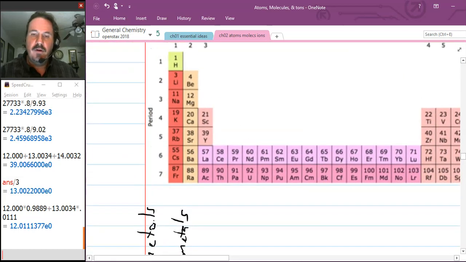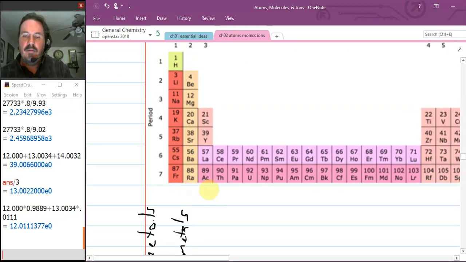Go over here. Here's my first group. We've got hydrogen, lithium, sodium, potassium. They're all grouped the same way, so in that column. Next one, beryllium, magnesium, calcium, strontium, barium. Those are all, again, similar. Radium at the bottom there.